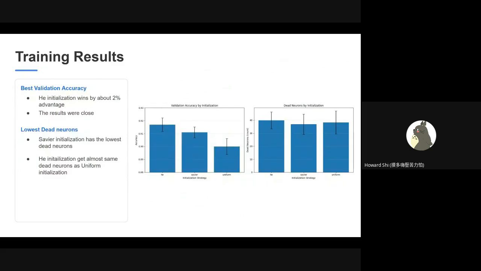Okay, next page. In our result, the validation accuracy ranking is He is better than Xavier, which is better than uniform. From the plot, the mean accuracies are approximately 0.917, 0.911, and 0.9. He initialization wins by about a 1% advantage. As you can see, the results were close. On the other hand, dead neuron counts are relatively close across methods. Xavier has the lowest mean dead neurons, followed by uniform, then He initialization.